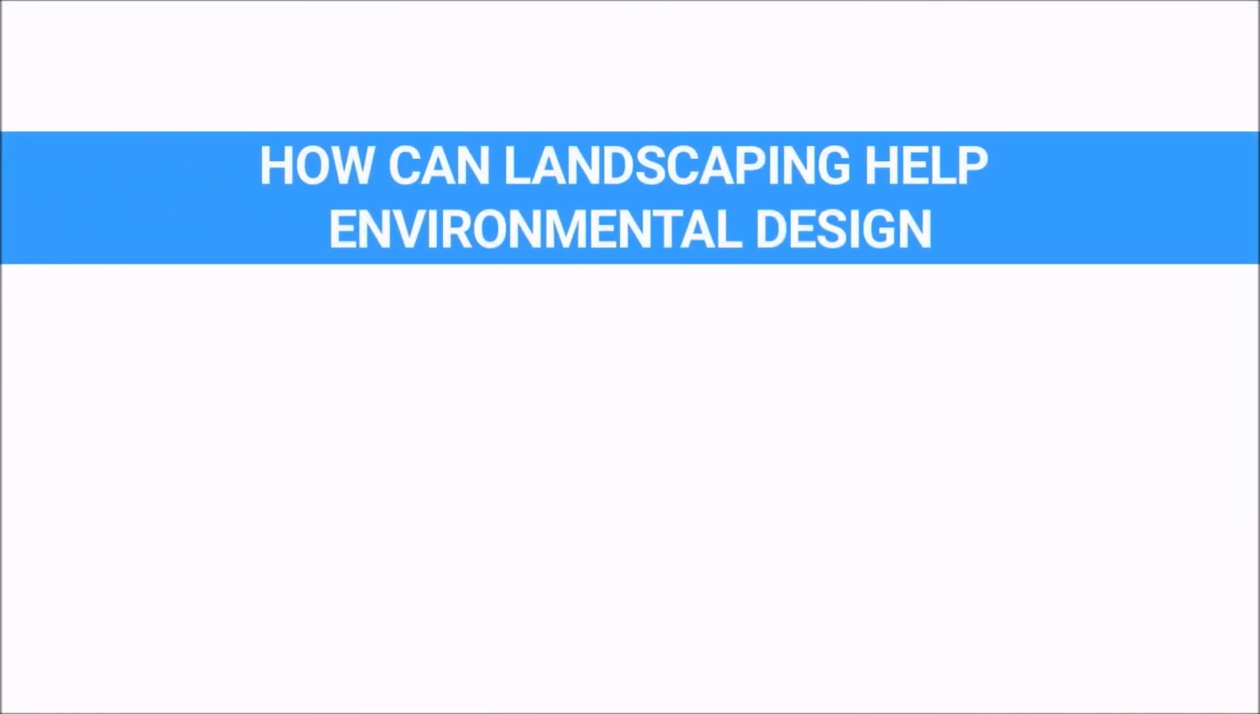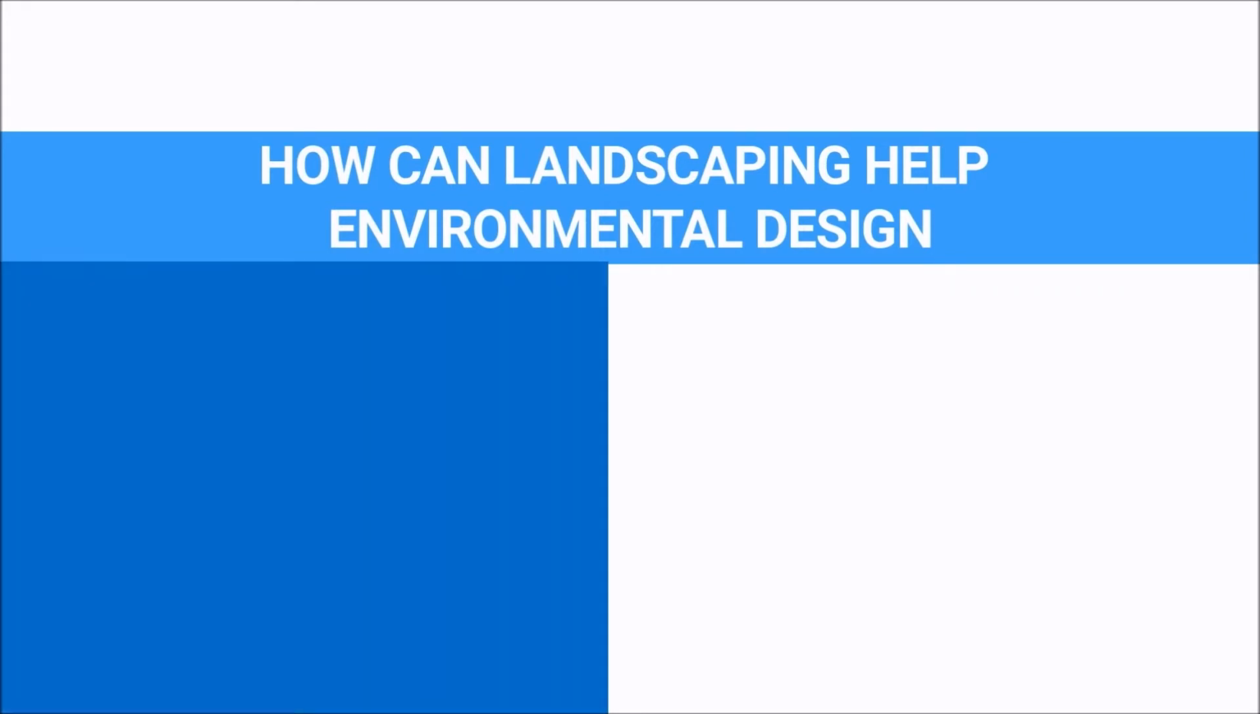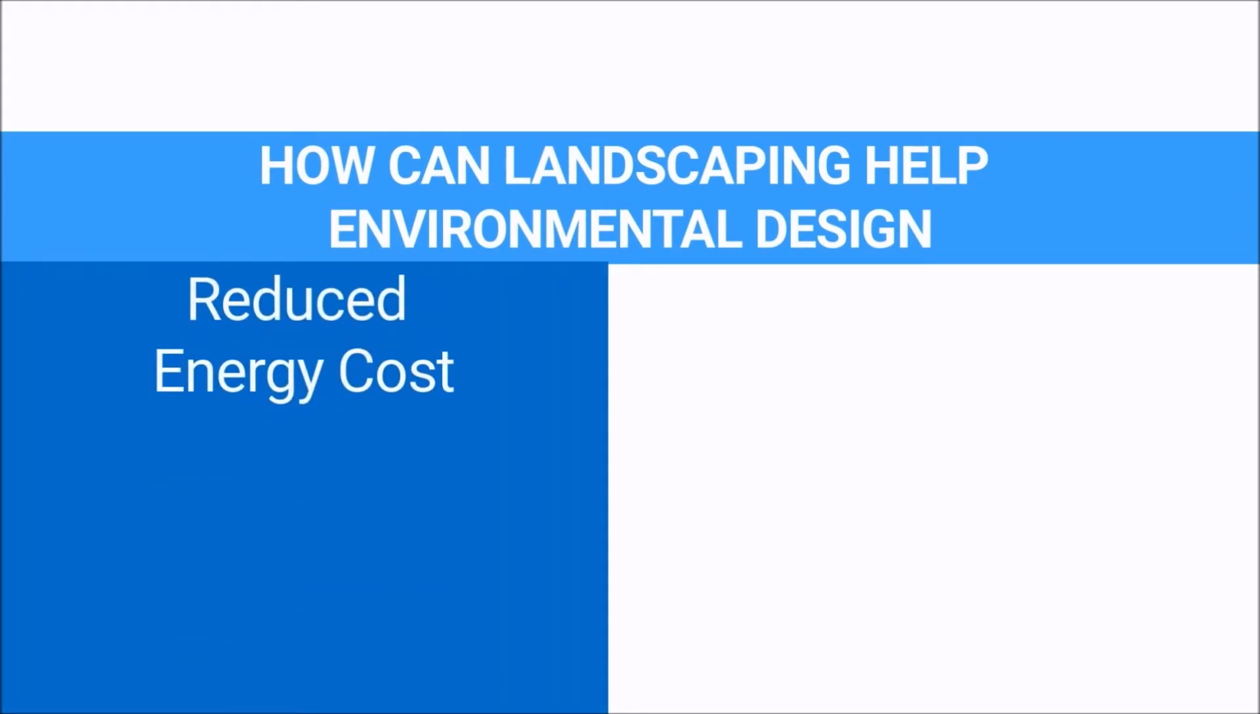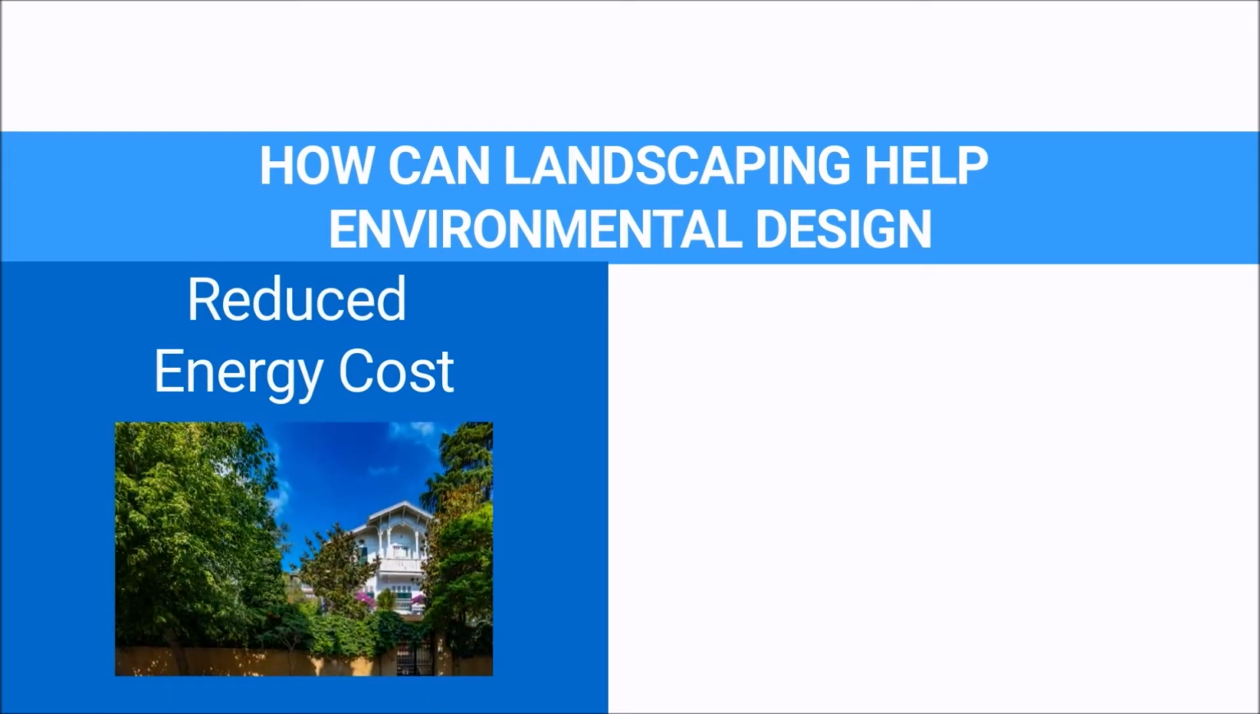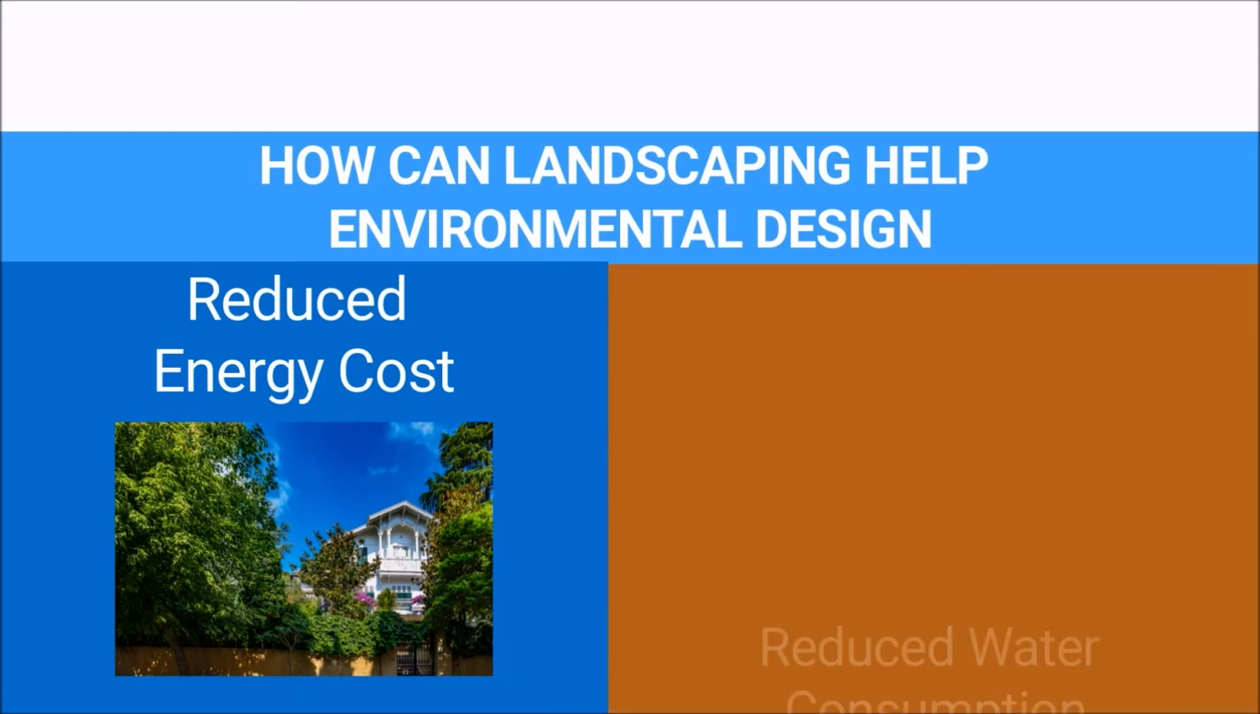How can landscaping help environmental design? The concepts of landscaping are essential for environmental design. Reduced energy costs. A landscape that is carefully designed can considerably reduce the cooling and heating costs in a building. When trees are around a building, they act as wind blocks. That way, the warm air inside the house doesn't get mixed with the cold air outside. Trees and grass can bring a cooling effect not just to buildings and houses, but also to streets where there's a lot of cars.